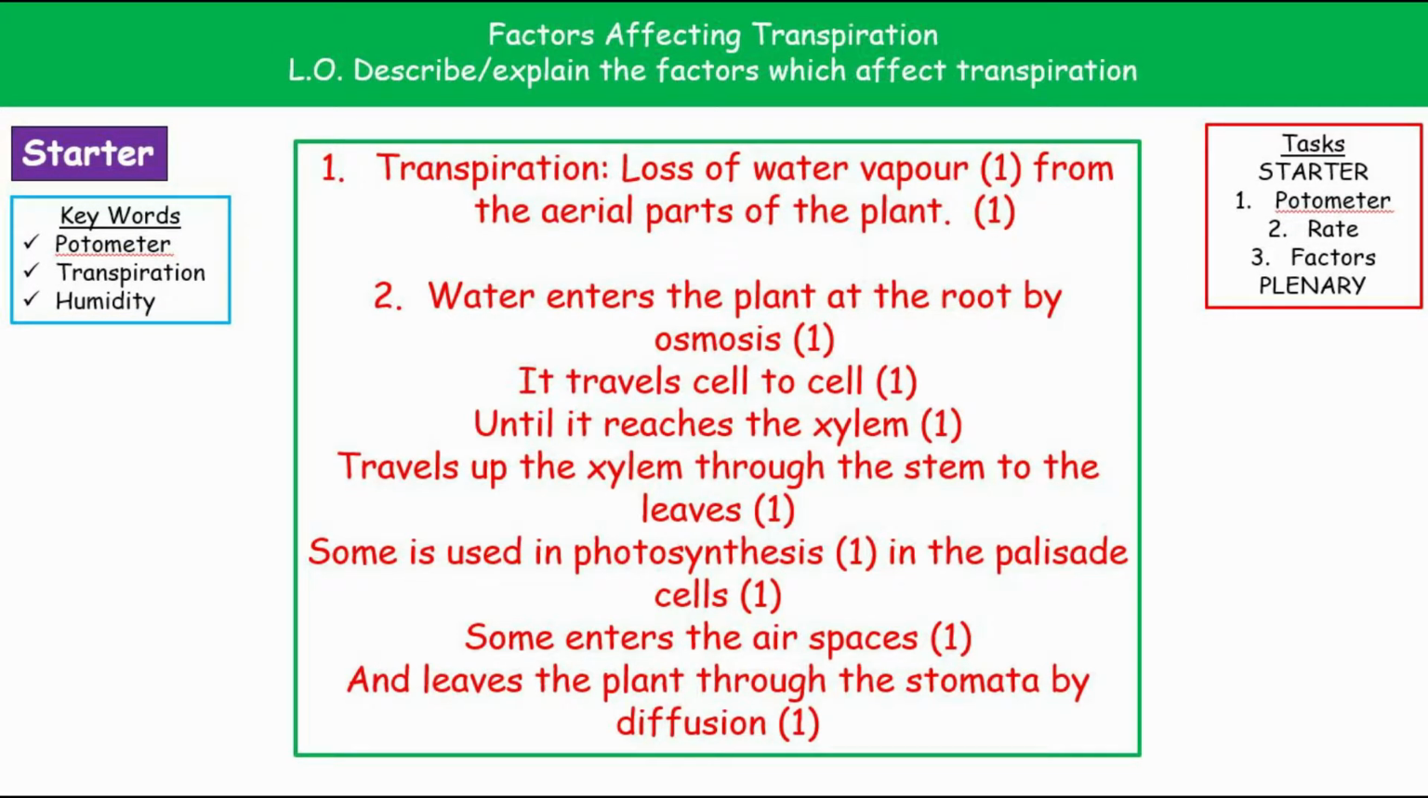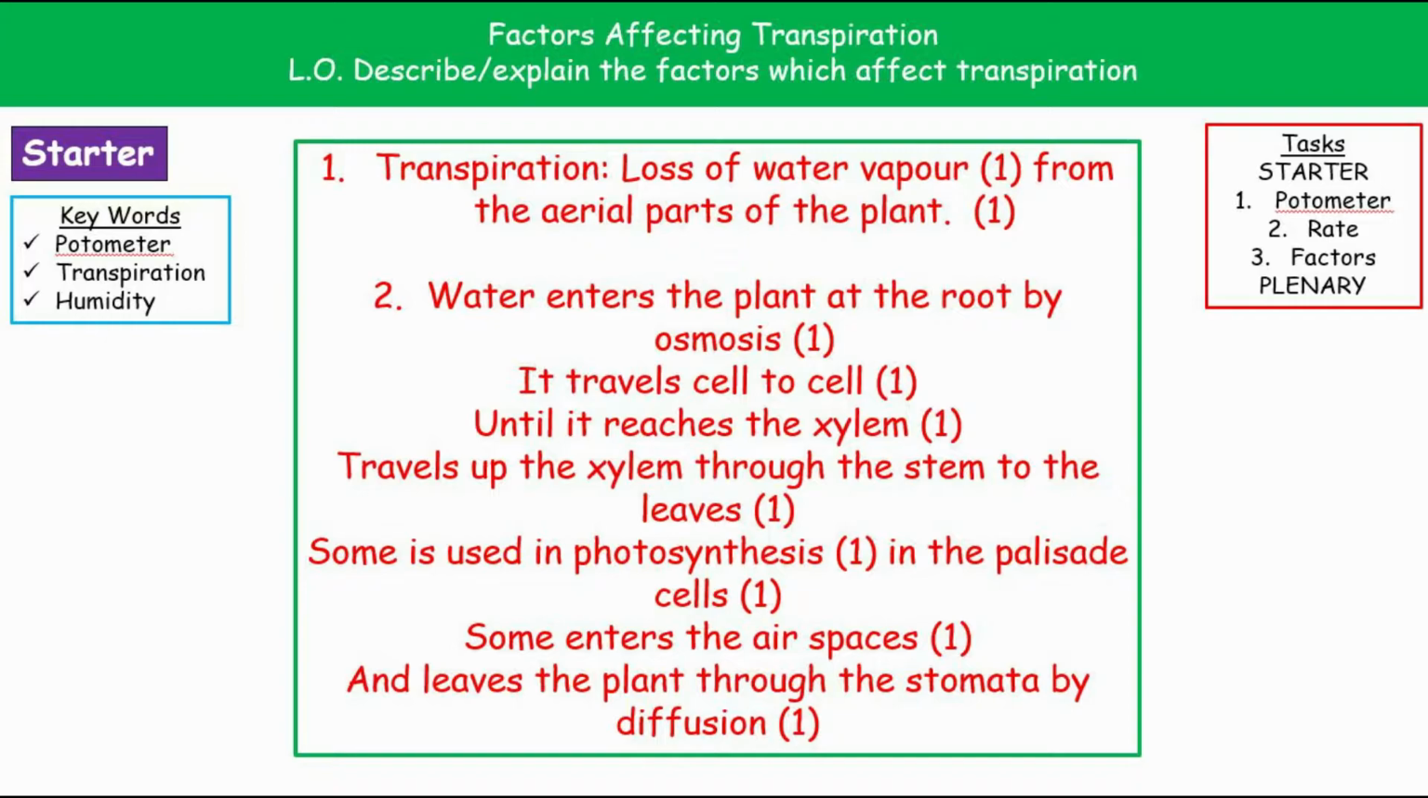Let's check those answers then. So obviously mark your own work so you know what you've got right. First one, the definition of transpiration, 2 marks available here. First one for saying the loss of water vapor, or you could have said evaporation of water. And the second mark is from the aerial parts of the plant or from the leaves. So give yourself a mark for each of those points.